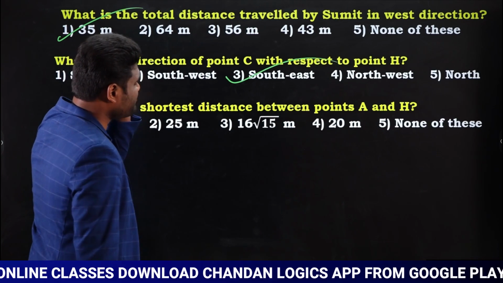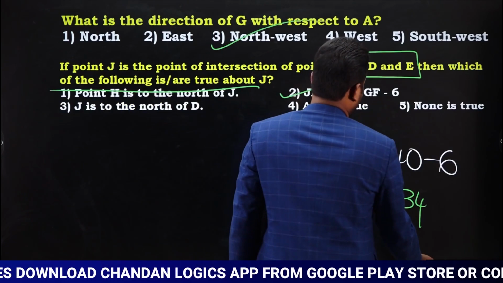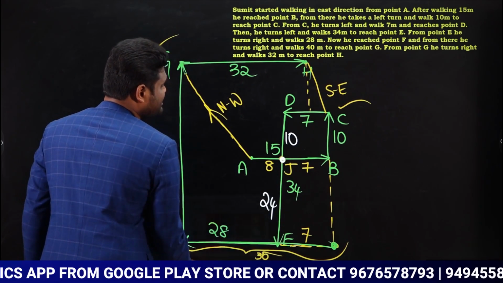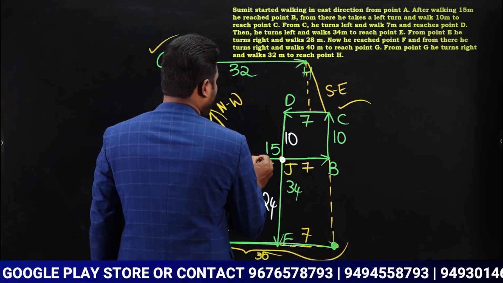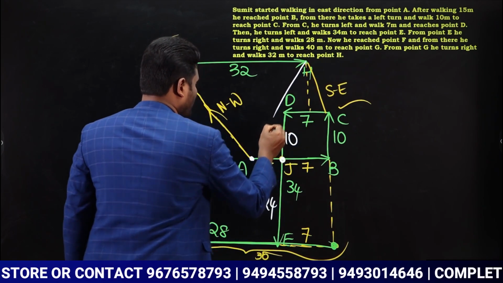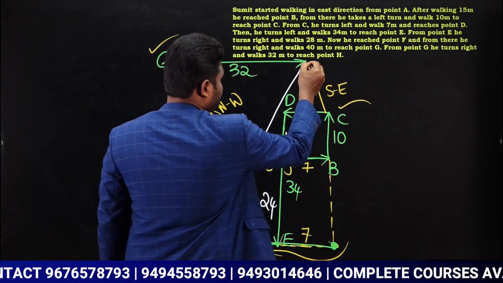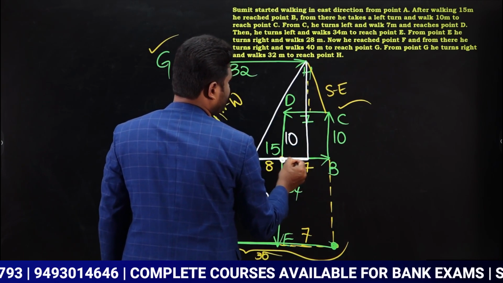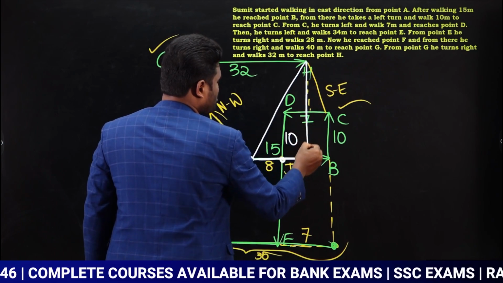What is the shortest distance between point A and point H? Now observe here. Shortest distance between point A and point H means point A is here, point H is here. Now this is the shortest distance, which means this is going to be a right angle triangle. Yes, this is going to be a right angle triangle. Now we need to solve this.